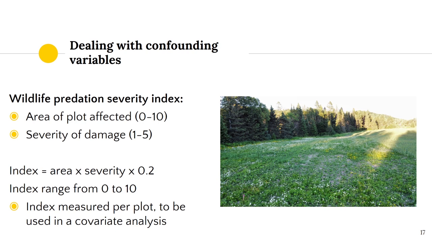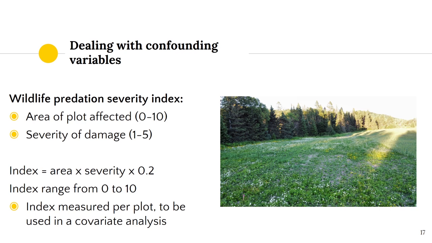So we want to understand the effect of these fungal additions, adding mycorrhizal fungi. But if some plots are really badly eaten and some plots are not badly eaten, then that's going to throw off our whole analysis. So what Rachel is doing to deal with this confounding variable, random animal predation in her plots, is to rank every single one of her plots with a wildlife predation severity index.